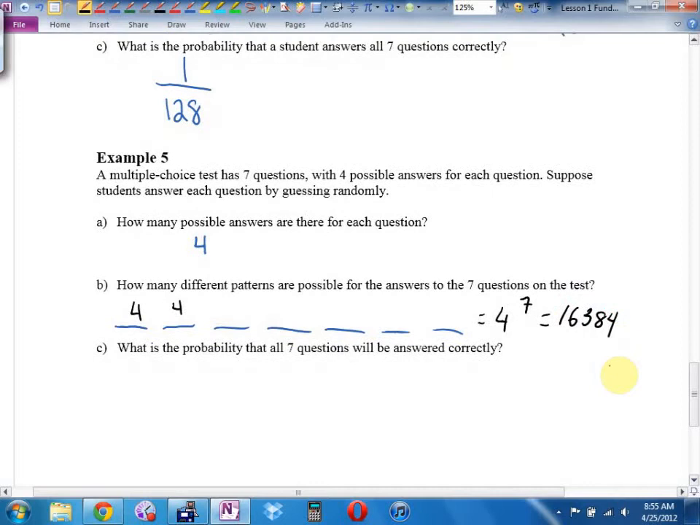What are the odds of you scoring perfect on a multiple choice test with 4 answers for each question, 7 questions? Well, there's only one perfect paper. There's only one answer key where all of them are right, but there are 16,384 possible permutations. You know what the moral of the story here is?